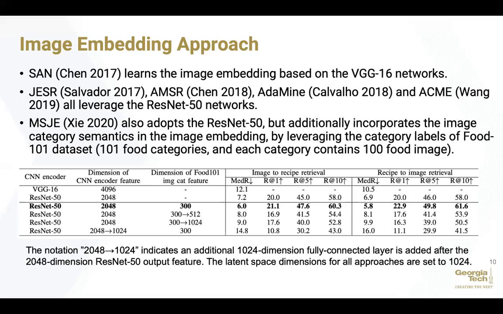We observe from the results that utilizing ResNet-50 networks as a CNN encoder for image embedding works more effectively than VGG16 networks. And when the dimensions of the image feature and the Food11 image category feature are set to 2048 and 300 respectively, the training of the joint embedding model seems more effective for the Recipe1M dataset, which is set as default in the following.